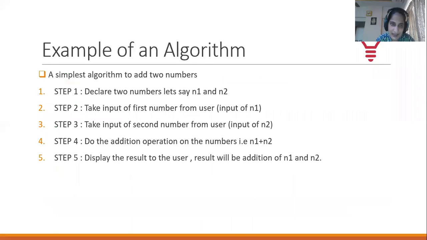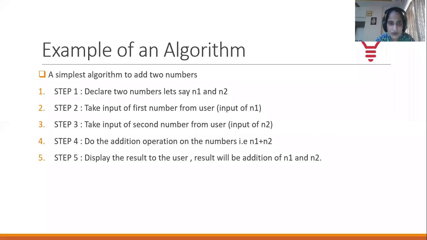For example, I think we saw the same example in our previous session also, and yes, we can have many more examples. So the simplest algorithm is to add two numbers, in which, as I already told you, the algorithm will always begin with a start step, and there will be an end step also, because it has to be finite. So over here the first step is to declare two numbers, and we have just given an arbitrary name to those numbers, n1 and n2.